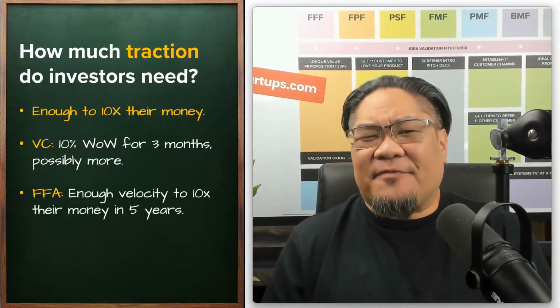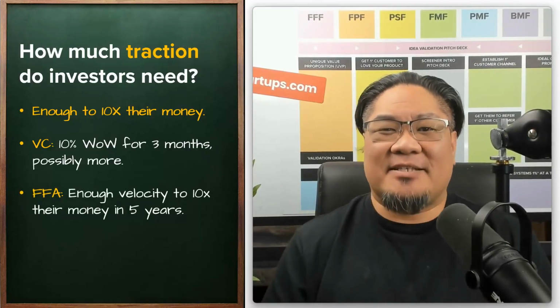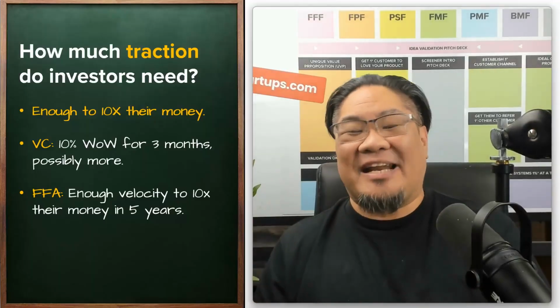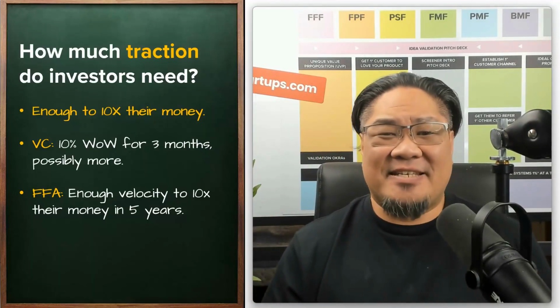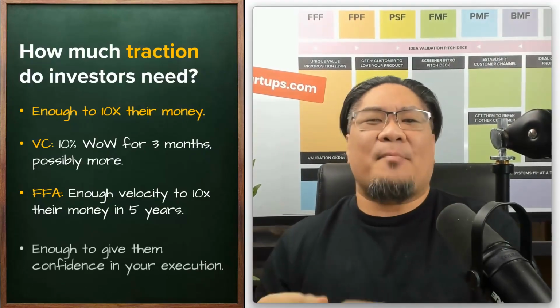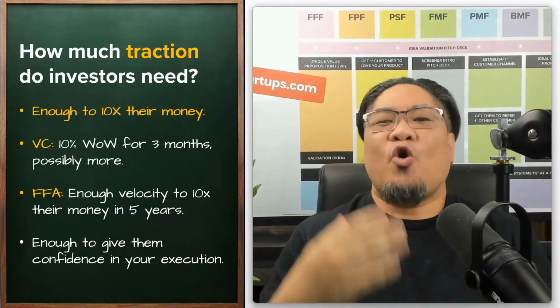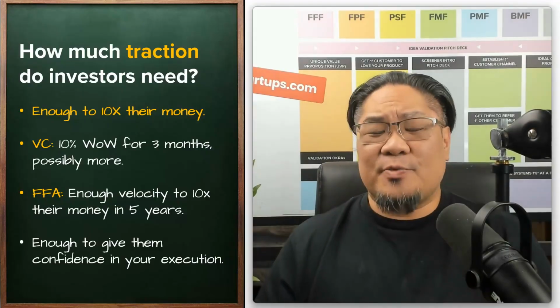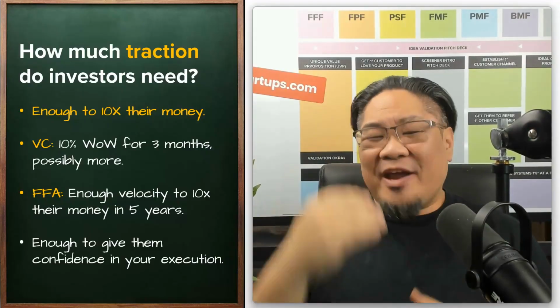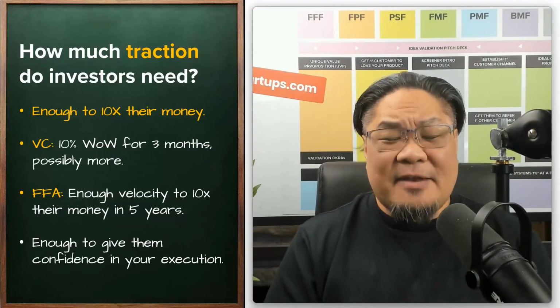But FFA is different. All you need to show is enough velocity to basically 10x their money in 5 years. It doesn't have the same hyper growth expectations as VC. And all you've got to do is give them enough confidence in your execution. If you can show them the data and say, look at what we've learned, look at the channels we use, look at our return on ad spend, we are on track to 10x your money in 5 years.